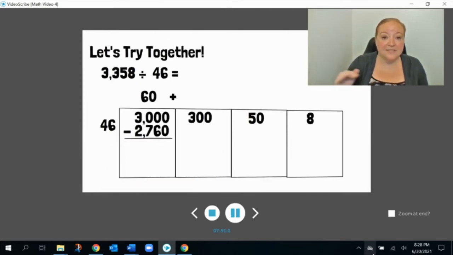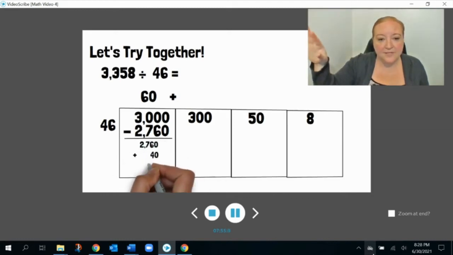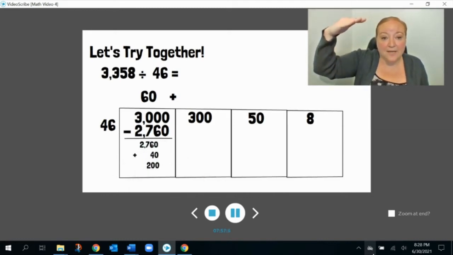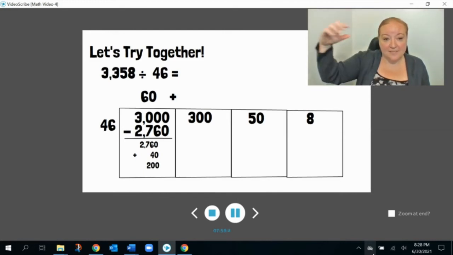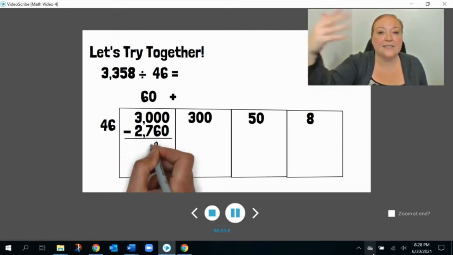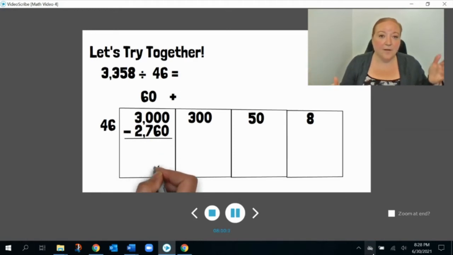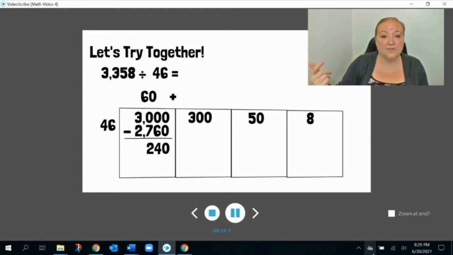Okay, so we're going to go back up here. The next step is to subtract. Now, I'm doing some mental math. I'm not going to subtract all those zeros. I'm going to count up. So 60 plus 40 is the next 100. So that's 2,800. And then 2,800 plus 200 is 3,000. So I'm going to actually count up, and that's something you probably learned in third, fourth, and fifth grade. So do utilize those skills.